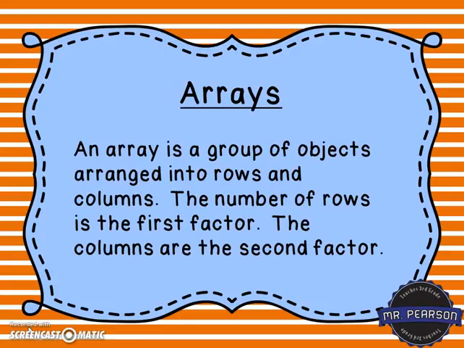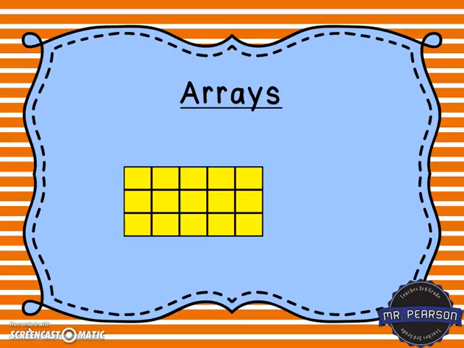First one, array. An array is a group of objects arranged into rows and columns. The number of rows is the first factor. The columns are the second factor. I have an array here. You see this, we have these orange rectangles that are organized together.